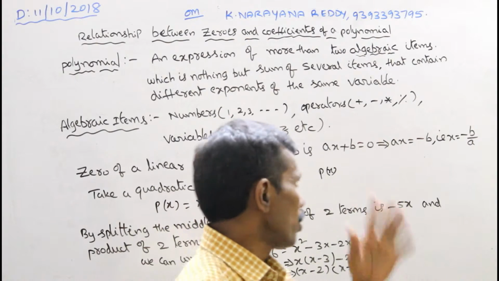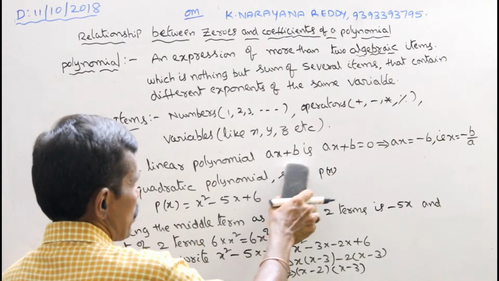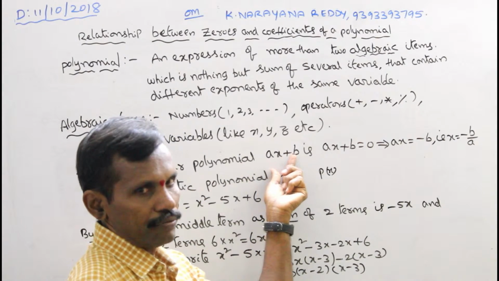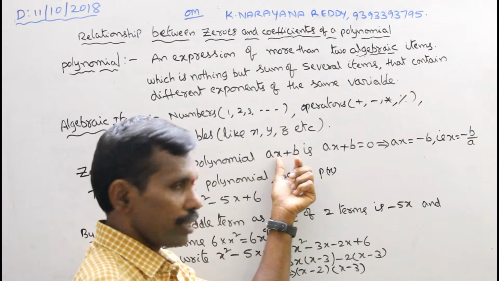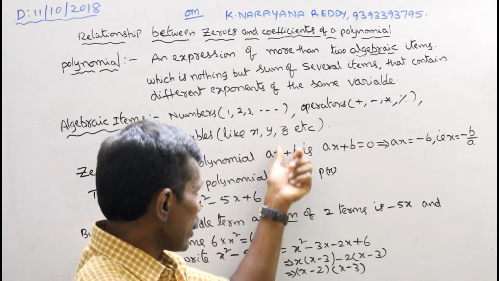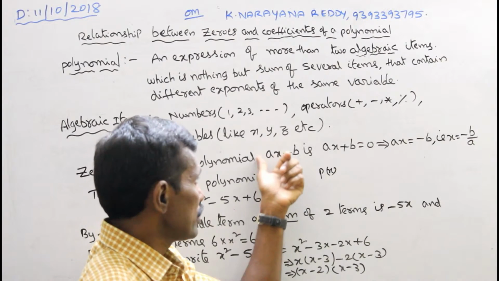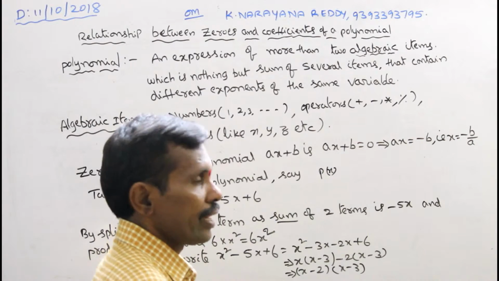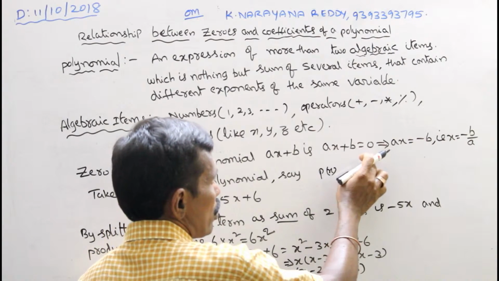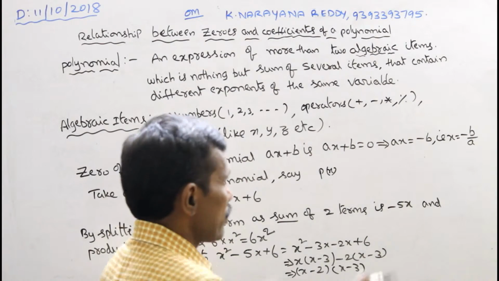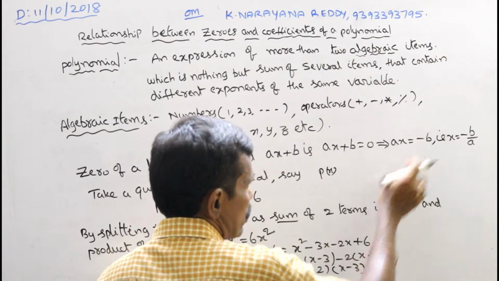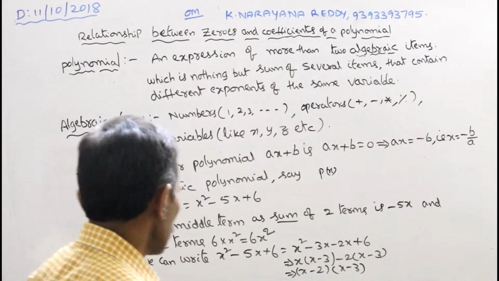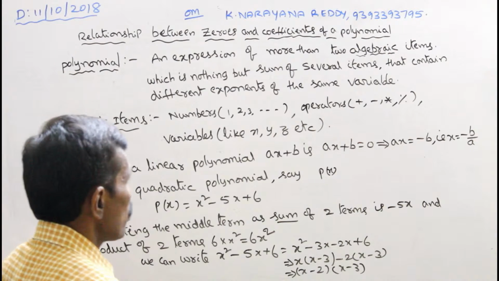That's all. For example, take ax plus b. Ax plus b is a polynomial because two items are there: ax is one item and b is another item, and the operator is plus. This polynomial is equated to 0, that is ax plus b equals 0. Whenever b goes to the right side, ax is equal to minus b, that is x equal to minus b by a. That is one. Take a quadratic polynomial.